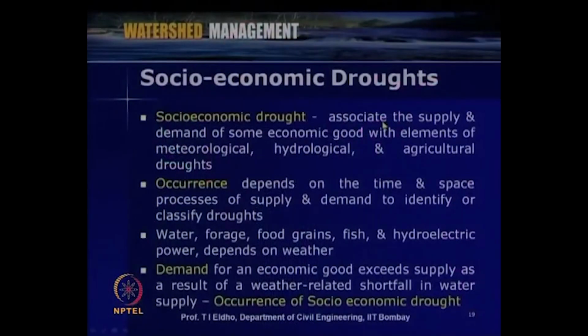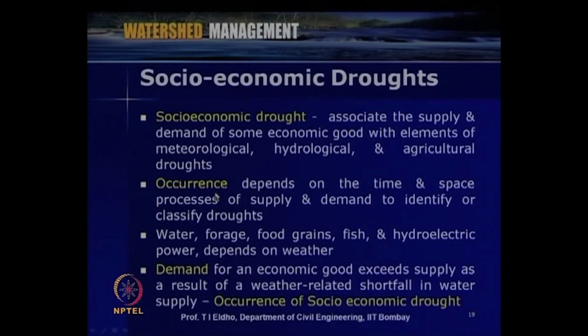So what will be the social effects or the economic effects? That is what we are trying to indicate by socio-economic droughts. Socio-economic drought is associated with the supply and demand of some economic goods, with elements of meteorological, hydrological and agricultural droughts. So with respect to these meteorological, hydrological or agricultural droughts, we come to the conditions of socio-economic droughts.